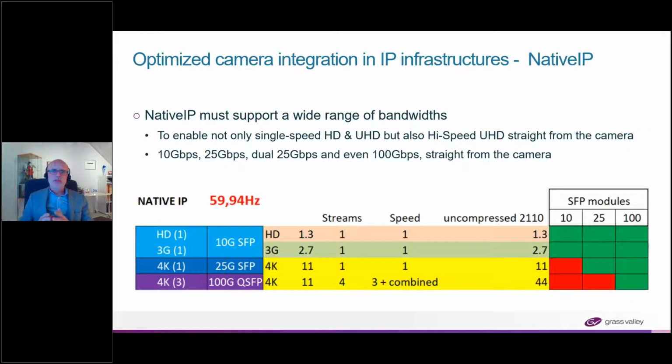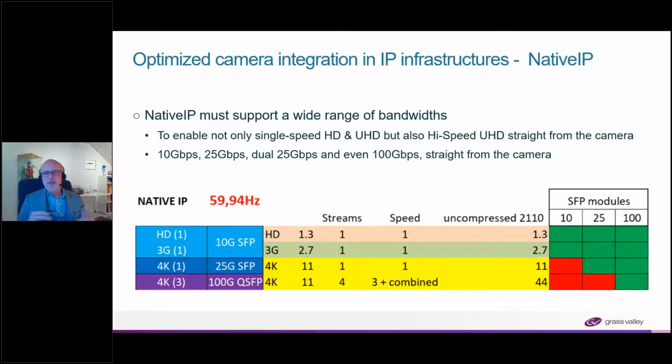Native IP must support a wide range of bandwidth because the camera can run in HD, for example, in single speed. It can run in 3G single speed. It can run in all the different HD formats in high speed. The camera supports UHD single speed. The camera supports even UHD today up to 3 times speed. And if we look at the bandwidth requirements, it's quite a large range. In case of HD single speed, we need only 1.3 gig. That's the maximum we need for one single stream in HD, fully uncompressed.